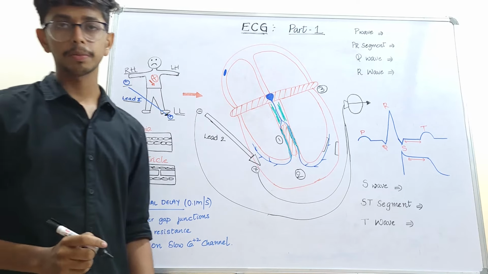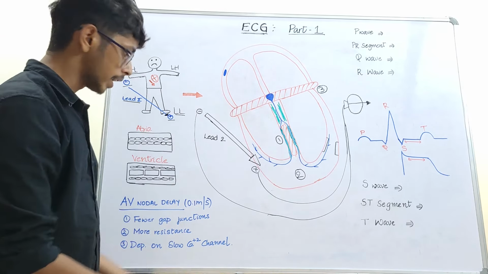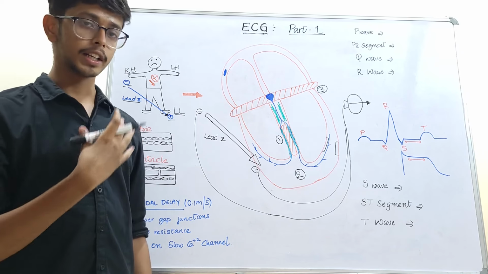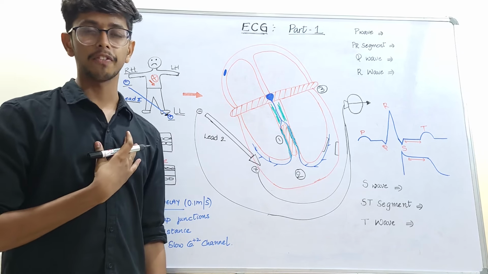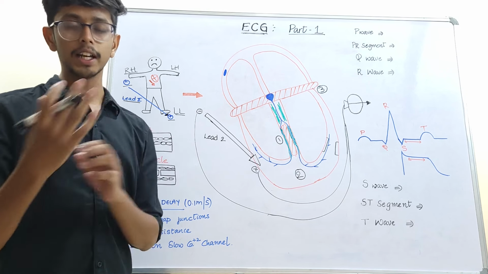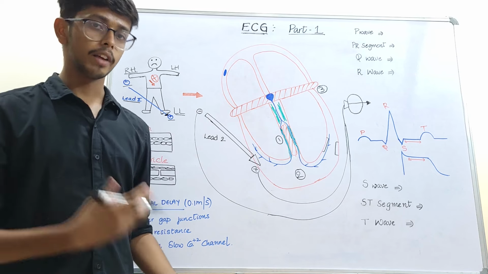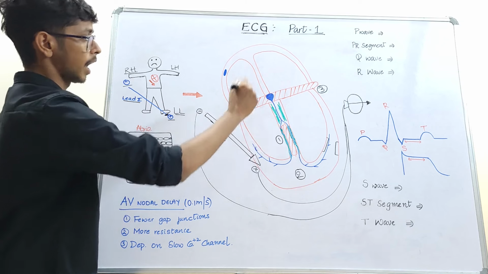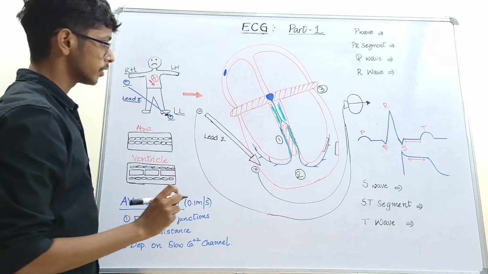Now you can ask me, sir, why are we connecting these leads to the legs or hands? Electricity is generated in the heart, right? So we should be connecting these leads nearer to the heart, right? But our body is a very good conductor, guys. Whatever current is generated here is easily transmitted to the limbs and anywhere in the body. We will try to depict the electrical vectors which are generated in the heart and correlate with the normal ECG.